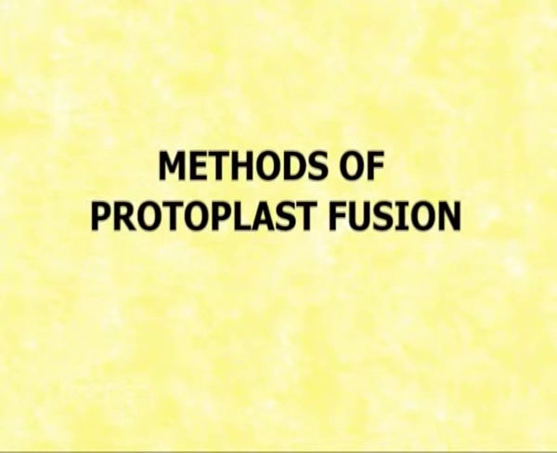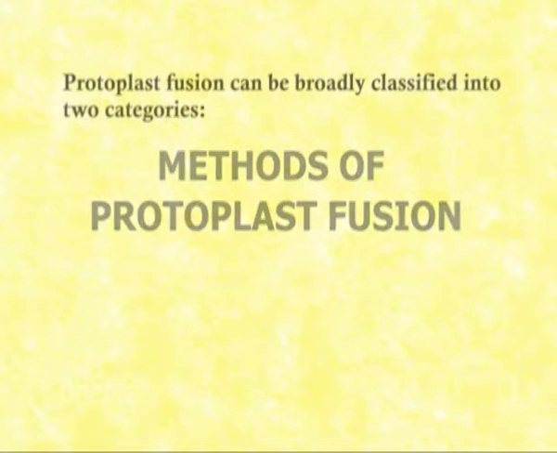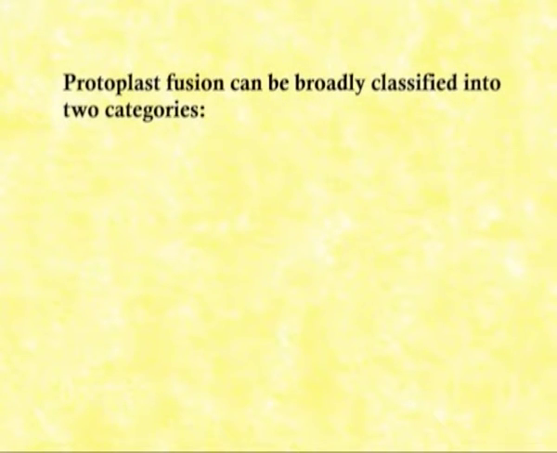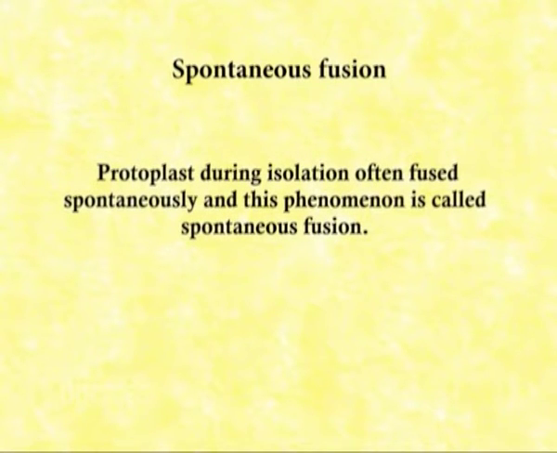So let's see the methods of protoplast fusion. Protoplast fusion can be broadly classified into two categories. The first one is the spontaneous fusion and the second one is the induced fusion. So let's see the spontaneous fusion first. Protoplasts during isolation often fuse spontaneously and this phenomenon is called spontaneous fusion. During the enzyme treatment, protoplasts from the adjacent cells fuse through their plasmodesmata to form the multinucleate protoplast.